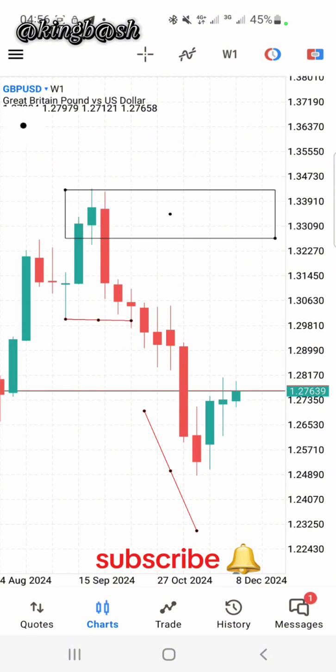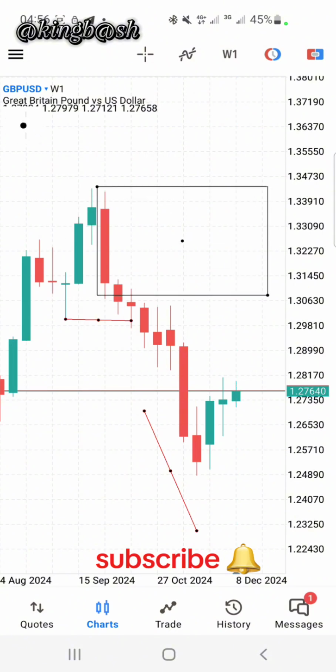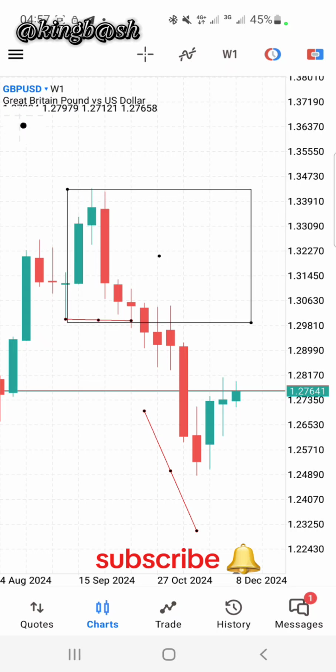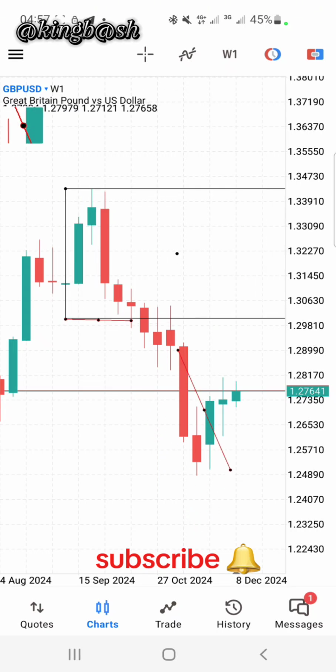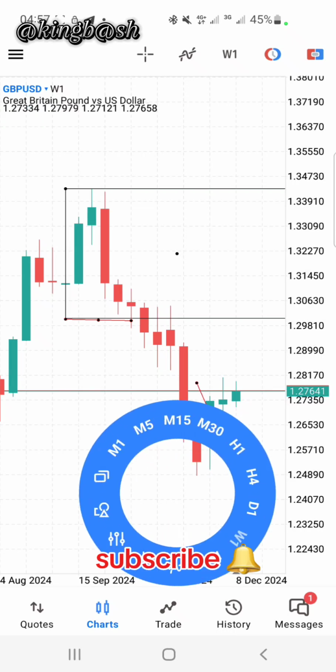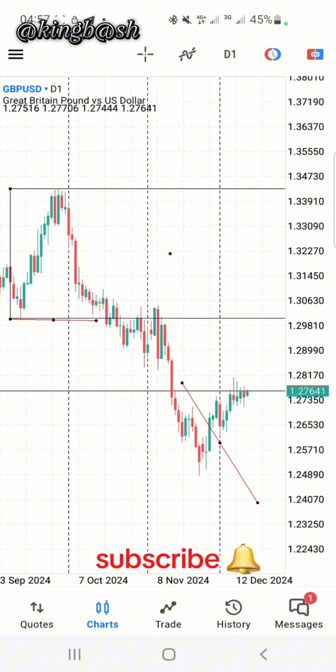So around this region is where we are expecting price to come to, from this point down like this. So price will come to this box before we start expecting to see any sign of bearishness continuing. This is the weekly time frame. Now let's go to the daily time frame.